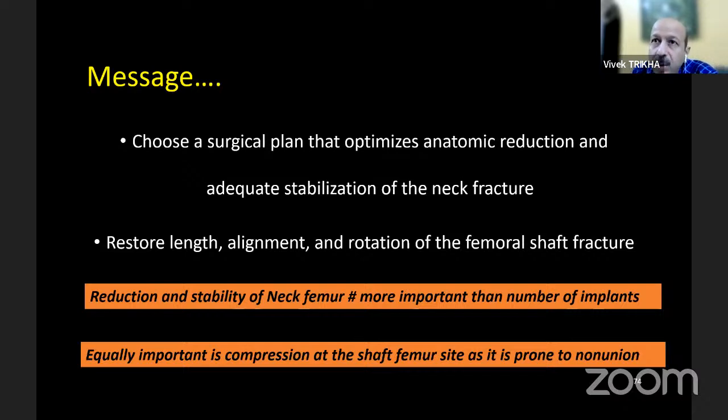Remember, shaft femur out here is going to give you problems. It is nearly 20% failure rate of delayed or non-union in such cases, whereas the neck femur usually unites faster.